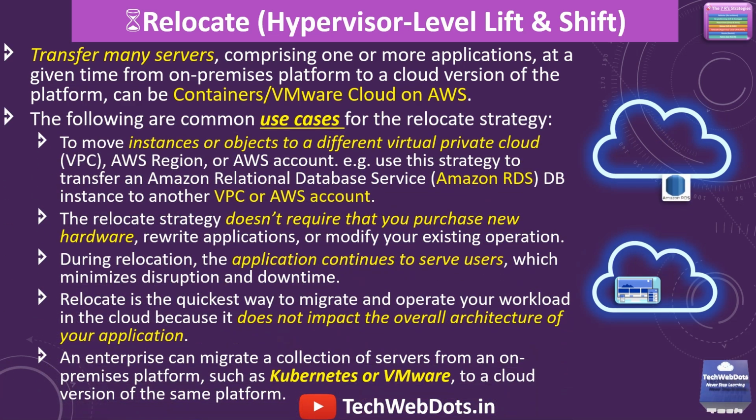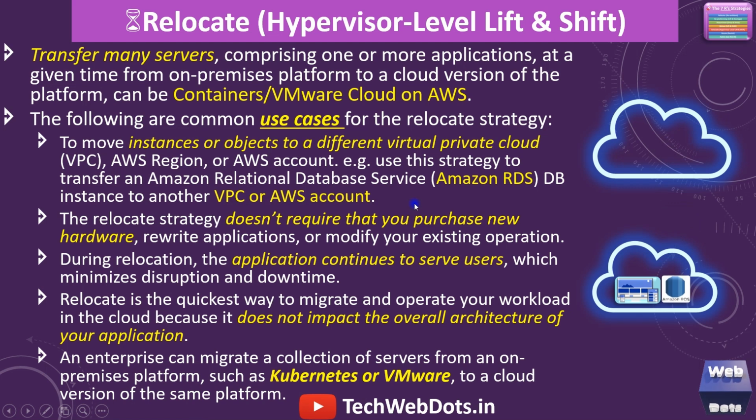So what are the use cases? There are many. You must be thinking each strategy looks very simple by words, but indeed it has many use cases. To move instances or objects to a different virtual private cloud, in short VPC, AWS region or AWS account. For example, use this strategy to transfer an Amazon RDS DB instance to another VPC or another AWS account.